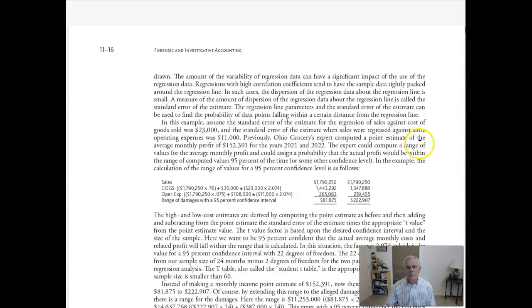So let's go here. When you read through all the detail here and the detail on the previous page, you'll find out that Ohio Grocery's expert said that we believe we should have had $81,875 in the low range of profits each month, or on the high range it could have been $222,907. This is a range. We believe our profits would have been within this range.